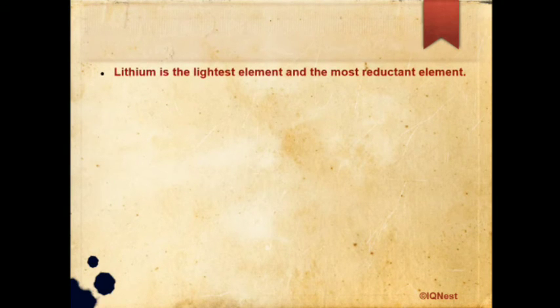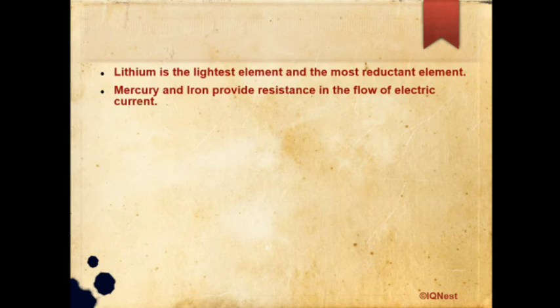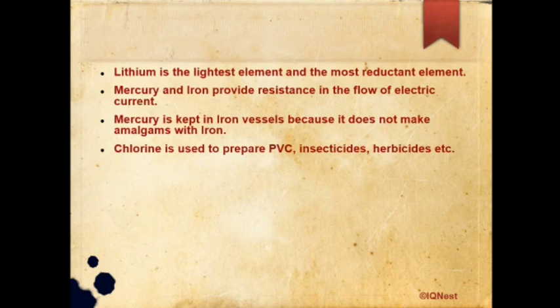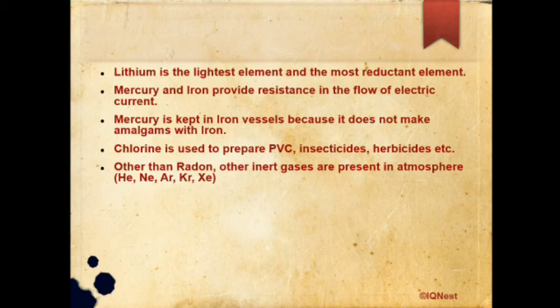The next point, lithium is the lightest metal and the strongest reducing element in the periodic table. Mercury and iron provide resistance in the flow of electric current. Mercury is kept in iron vessels because it does not make amalgams with iron. Chlorine is used to prepare PVC, insecticides, herbicides, etc. Other than radon, other inert gases are present in the atmosphere. Those are helium, neon, argon, krypton and xenon.